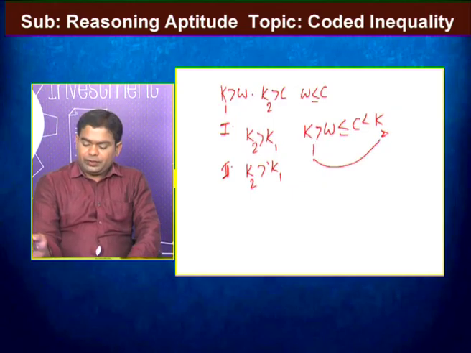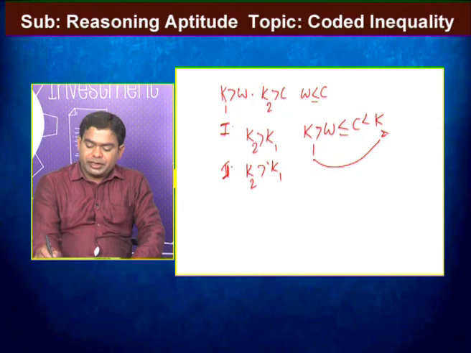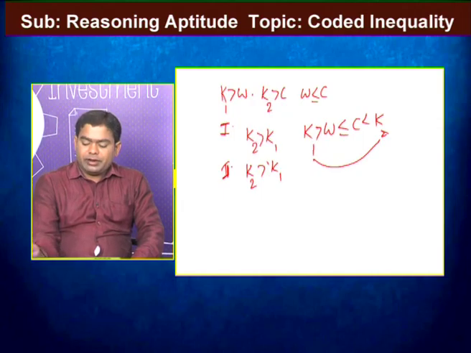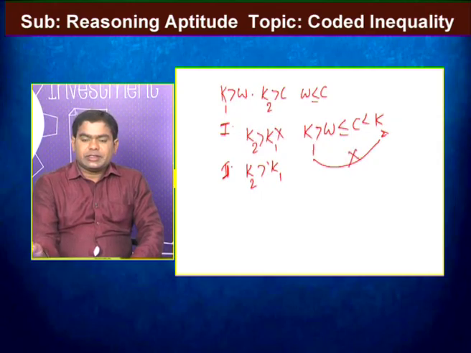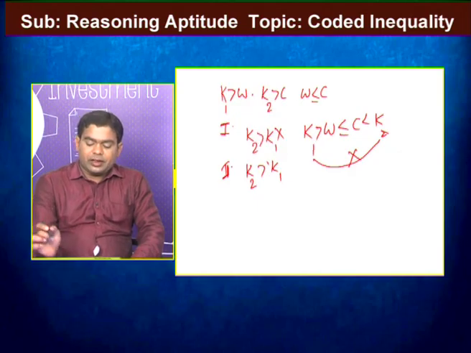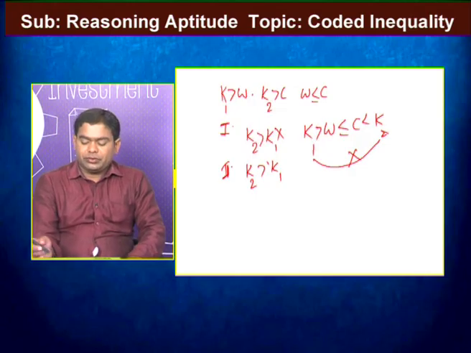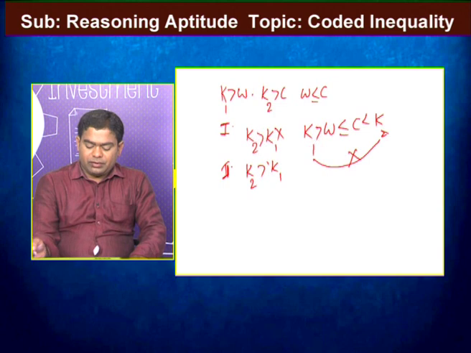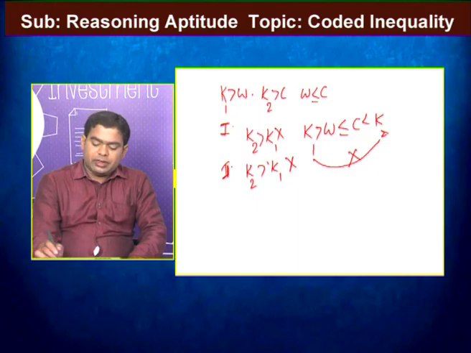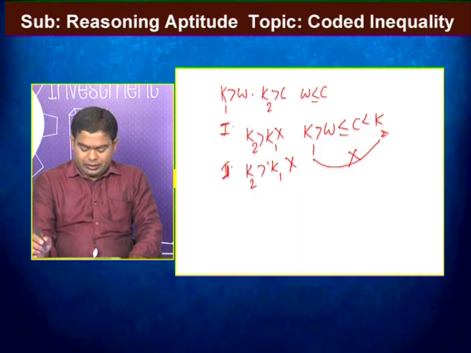In this combined statement, we verify the relation between K2 and K1. There is no relation between K1 and K2, because here opposite symbols are there: greater than, less than or equal to, less than. That means no relation. No relation means the conclusion does not follow. So according to our question paper, both do not follow. Then we take the neither one nor two option.